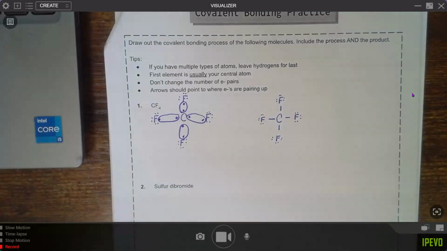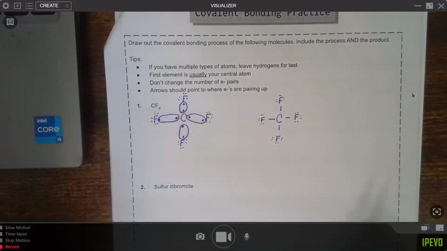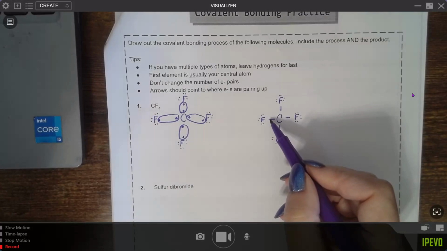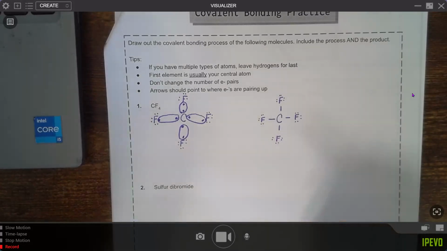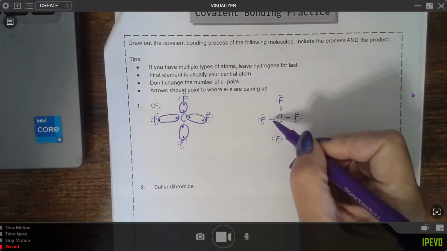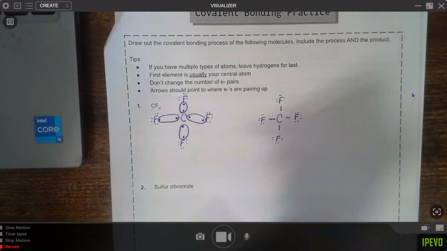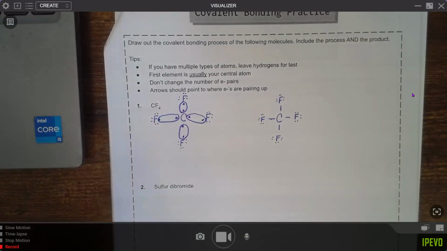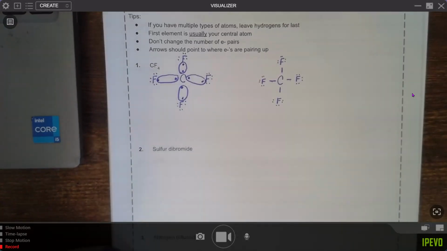Finally, when you're done, you should count how many electrons each atom has to make sure the octet rule is being obeyed. The bond counts as 2, so 2, 4, 6, 8. Each fluorine has 8 valence electrons. And the carbon, with each bond being 2, is 2, 4, 6, 8. So that is our Lewis structure for the molecule CF4. All right, let's look at the next one.